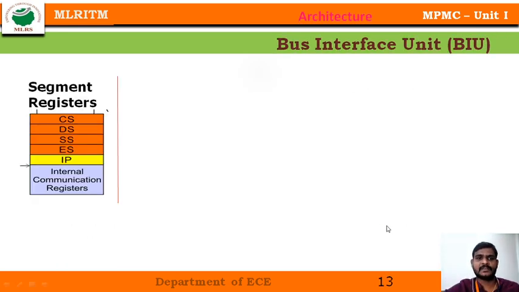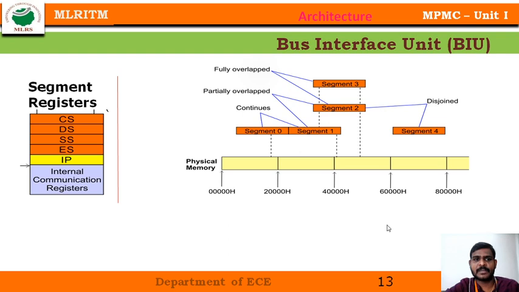In the bus interface unit, if you take the segment registers, it has 4 segments: the code segment, data segment, stack segment, and extra segment. So this is how the segments will be addressed.